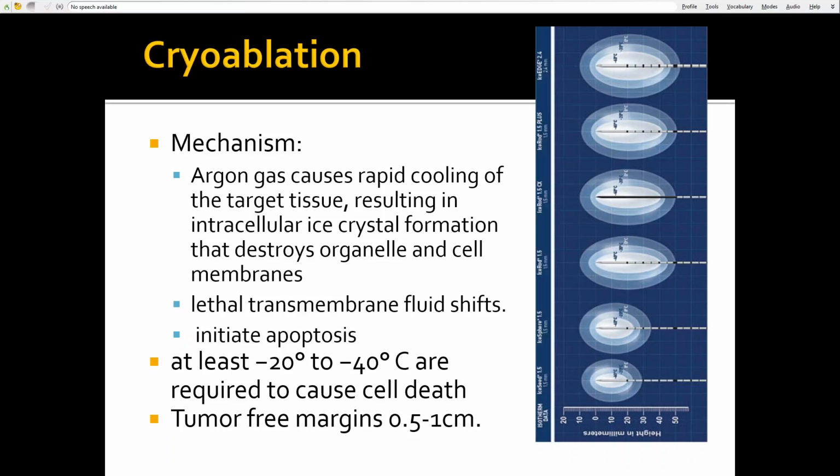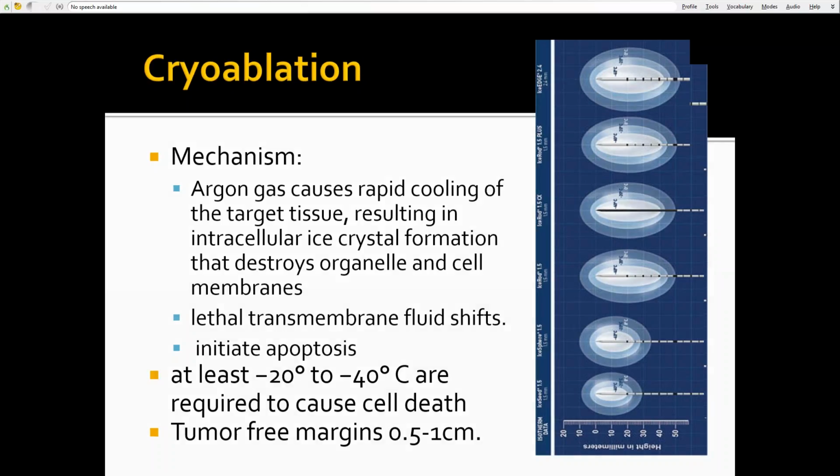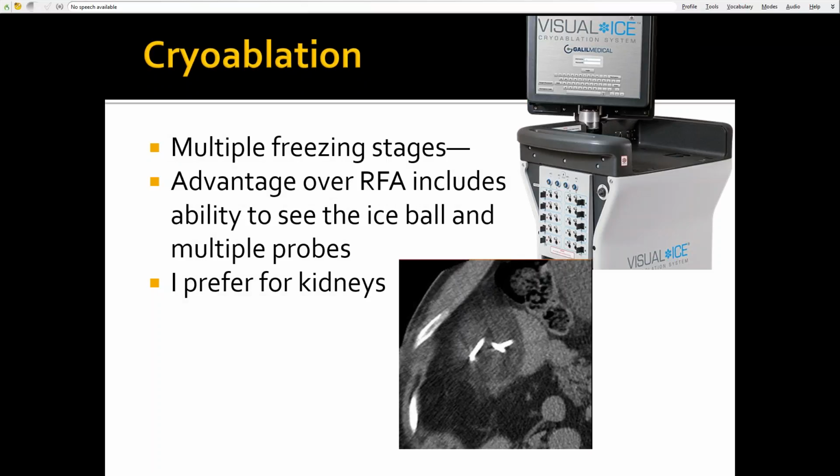So again, you want to have a tumor-free margin of about 1/2 to 1 centimeter. Your goal with these probes is to border the tumor, and that creates a giant ice ball. One nice thing about cryoablation, I think, is that you can use multiple freezing stages, and you can nicely see sometimes an ice ball on CT to know that you've surrounded the tumor that you're trying to treat, and you feel good, okay, I got it.